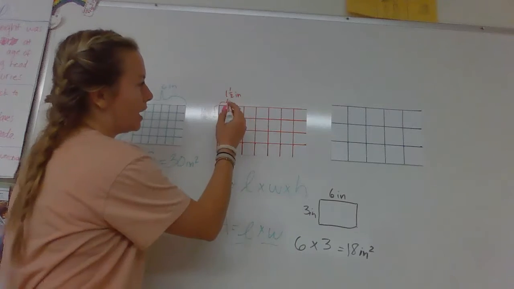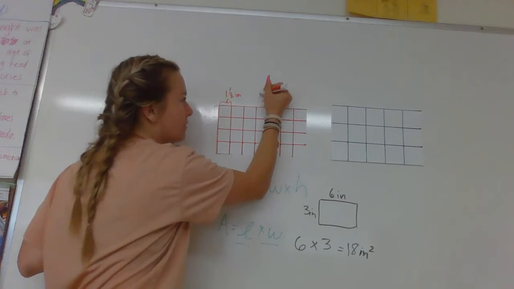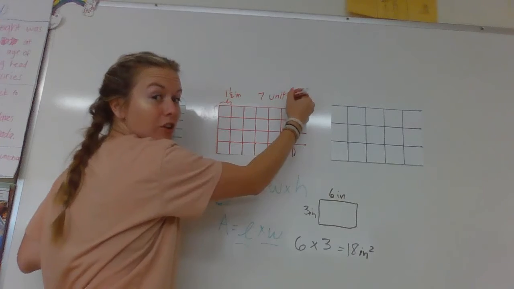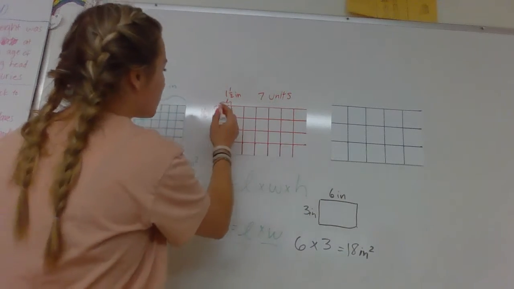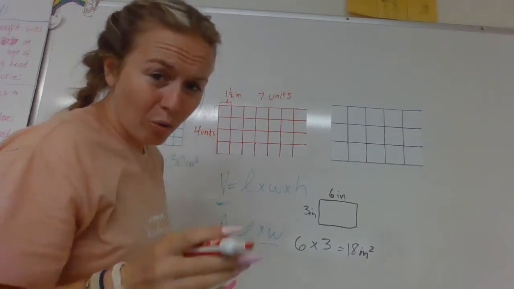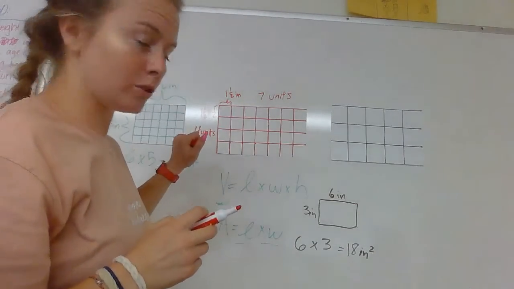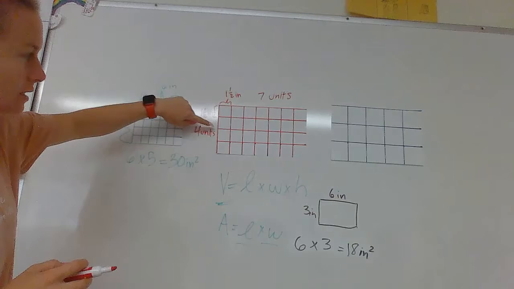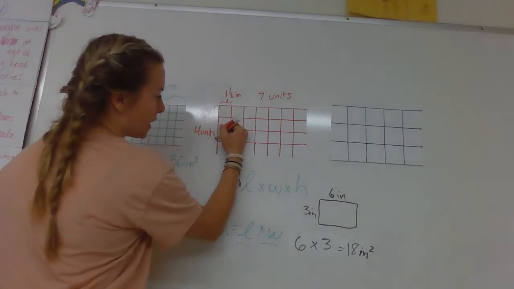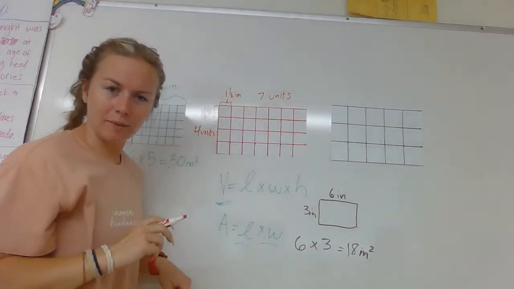So with that, we've got 1, 2, 3, 4, 5, 6, 7. We've got 7 units. And then we've got 1, 2, 3, 4 units over here. Now we have to figure out how much 4 units is equal to when we know that each of these lengths is 1.5 inches. So we have to do 1.5 plus 1.5 plus 1.5 plus 1.5, or 1.5 times 4. And that's exactly what I'm going to do.